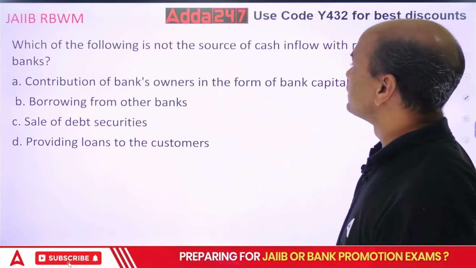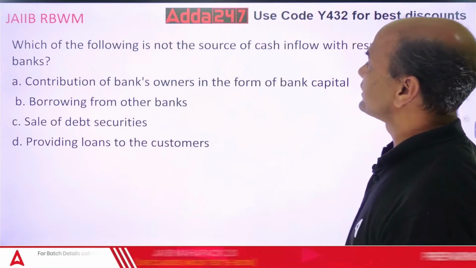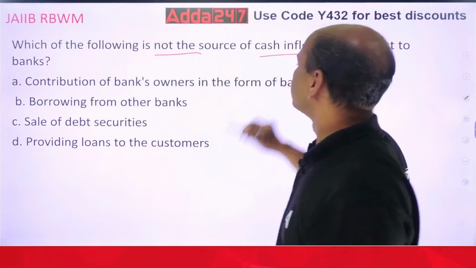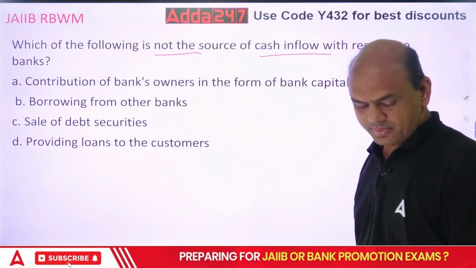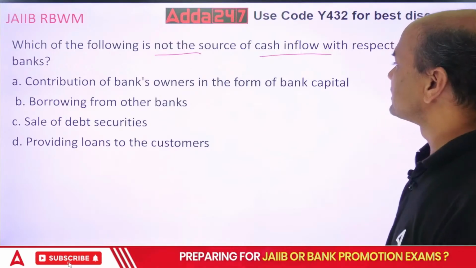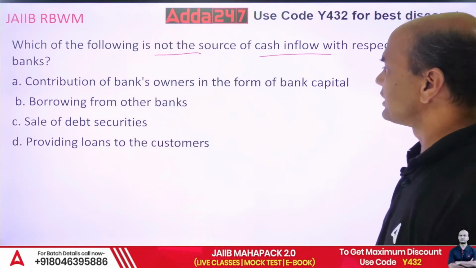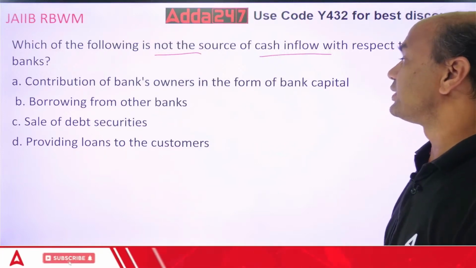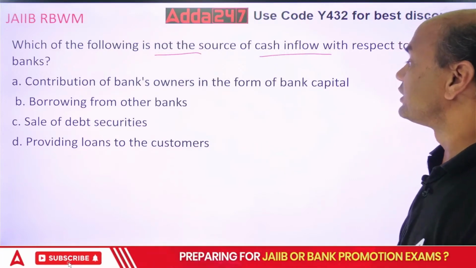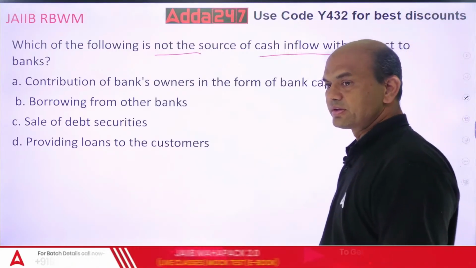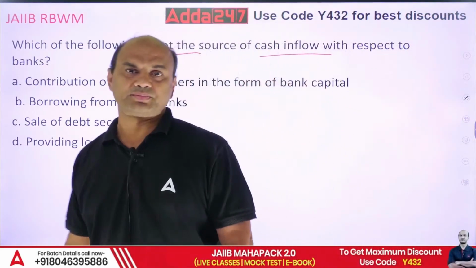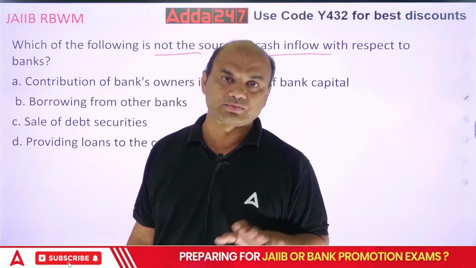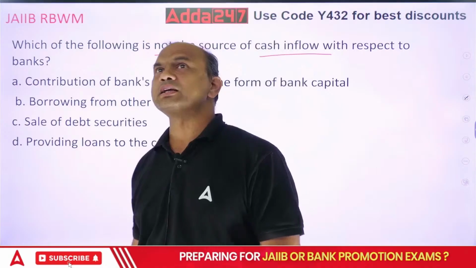Which of the following is not the source of cash inflow with respect to the banks? Not the source of cash inflow. Okay, cash inflow with respect to banks. Contribution of the bank's owners in form of bank capital, borrowing from other banks, sale of debt securities, providing loans to the customers. Now this is a tricky one. Many of you will get confused. Which one is correct? What is the right answer in this?